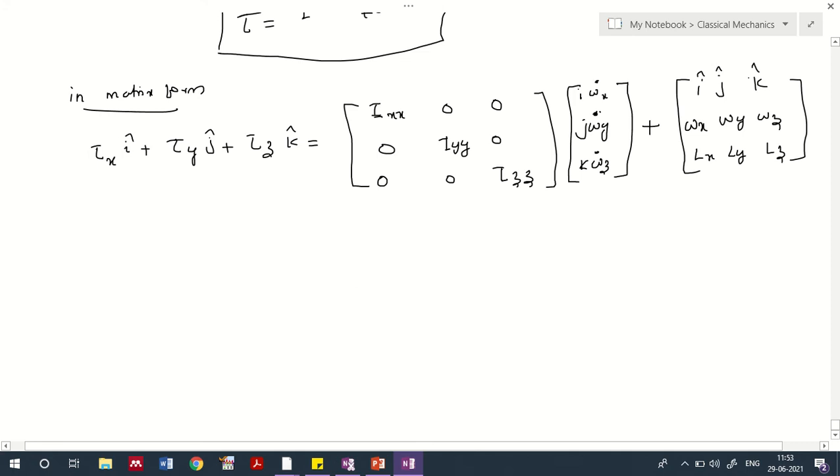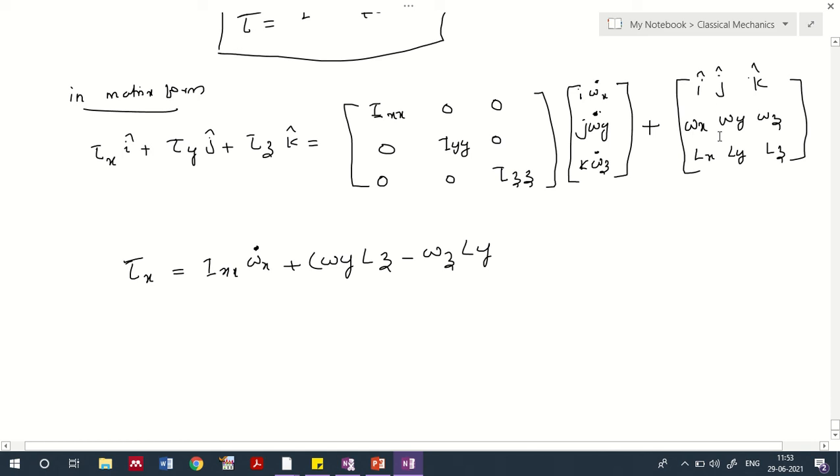Now if you compare the terms corresponding to tau x, that is, the terms corresponding to i cap, then the torque tau x can be written as Ixx omega x dot plus omega y Lz minus omega z Ly. Sorry, this will be a determinant, right? So this part will be a determinant.